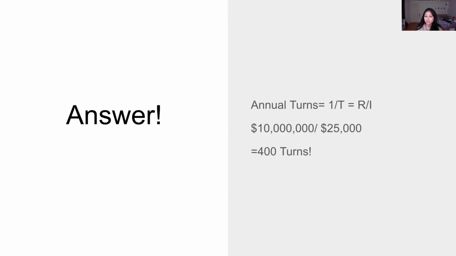I hope this helped you guys implement what I talked about earlier, and you were able to get the answers. Both of these terms are really important and can be really useful for calculating lots of things and understanding inventory better. But yeah, thank you for listening.